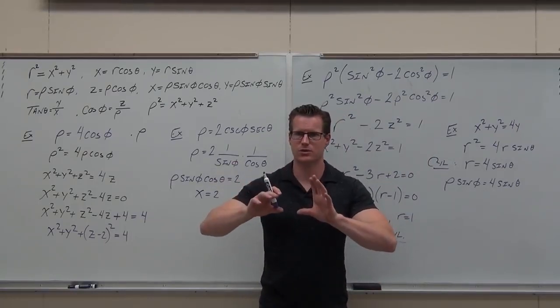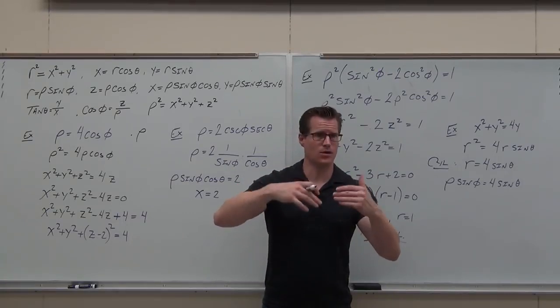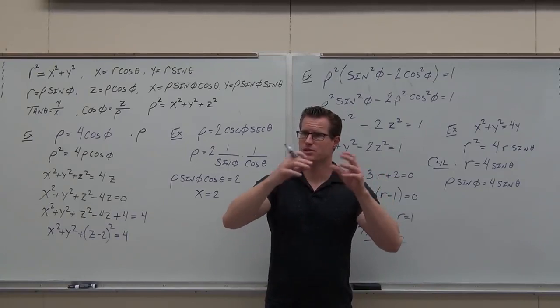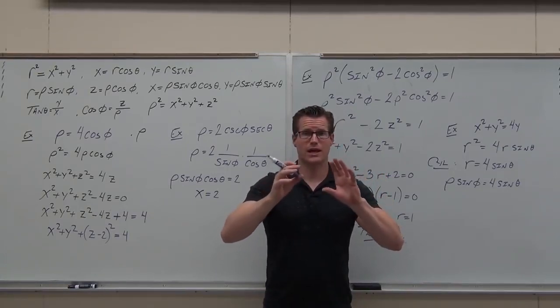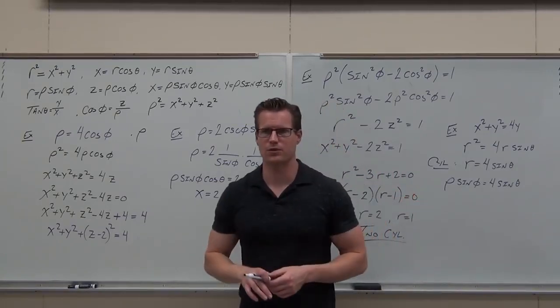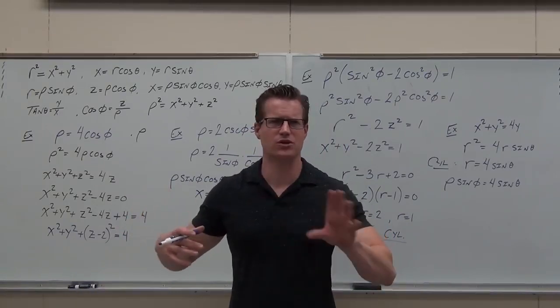Get rid of what you don't want. If I'm trying to get cylindrical, I don't want x's and y's. I want r's, thetas and z's. If I'm getting to spherical, I don't want r's and I don't want z's. So we've got to translate those pieces that we don't want out of the equation. Is this clear enough? Is it good enough that you understand it?